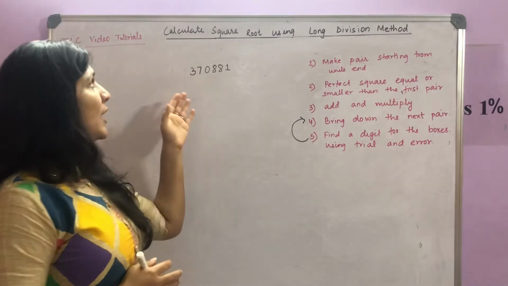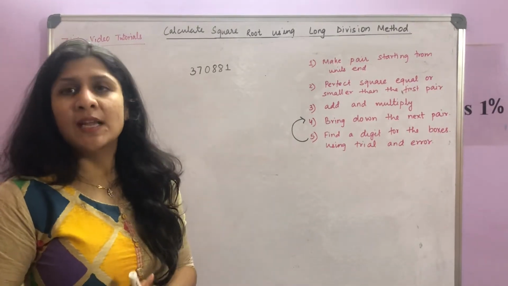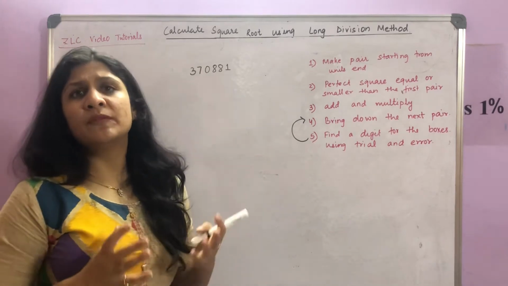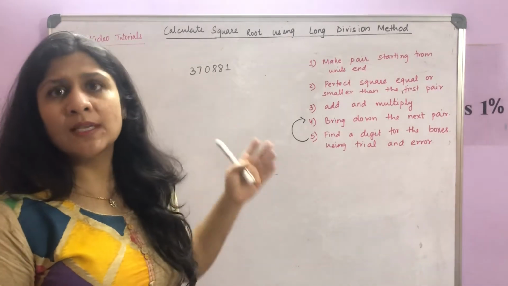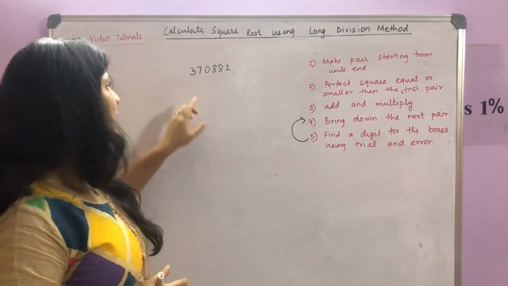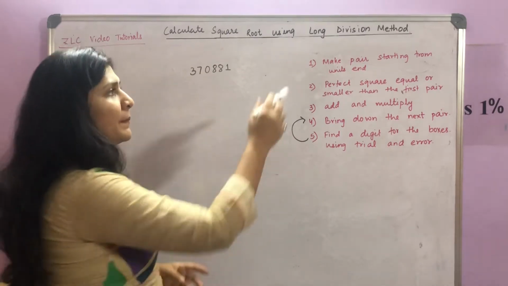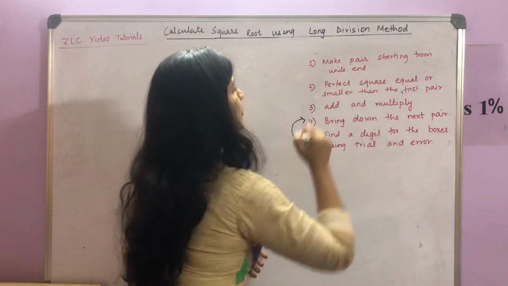So this is part 2 of how to calculate square root using the long division method. Now we are going to take a couple of difficult numbers and calculate the square root of them. So the first number I'm going to take is 370881. Let's get started. Make pairs starting from the units place.